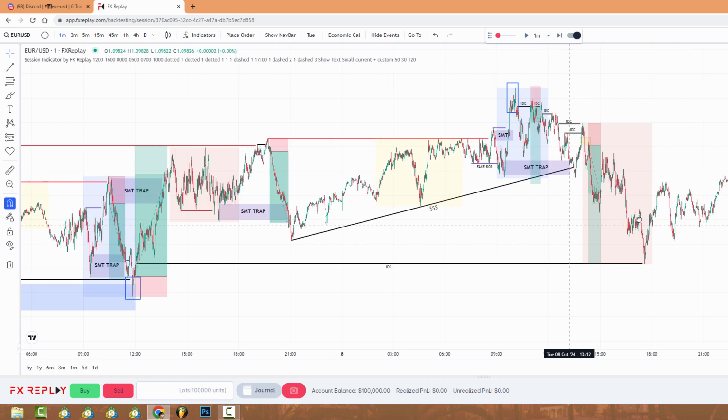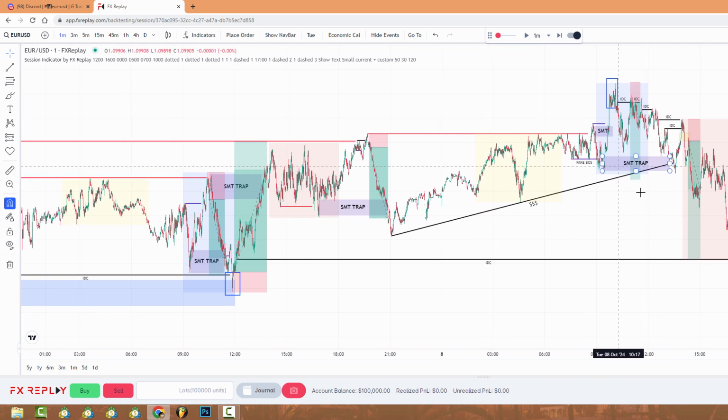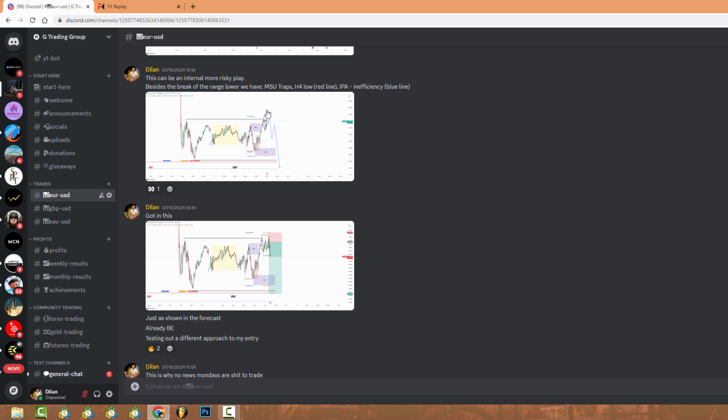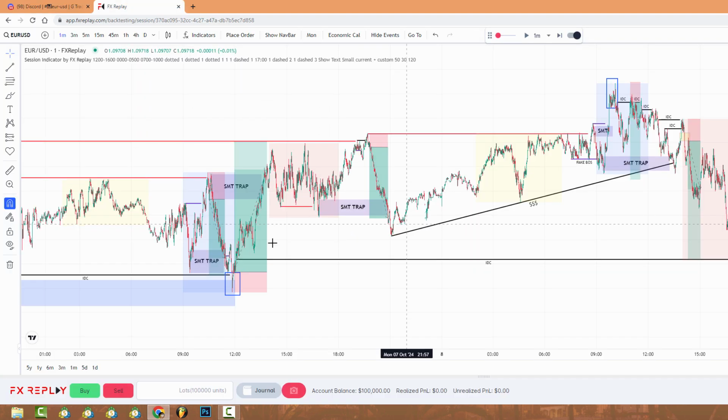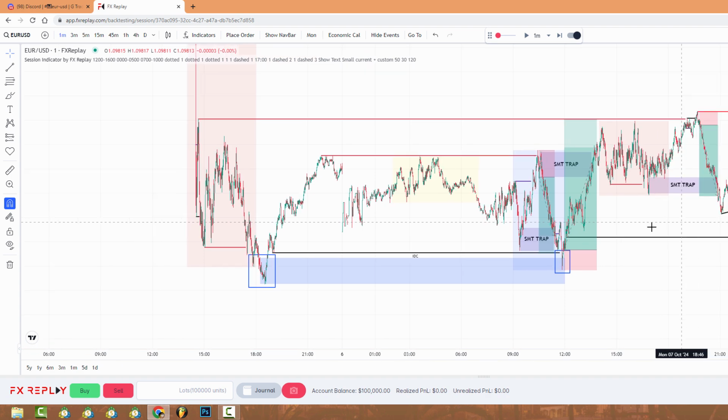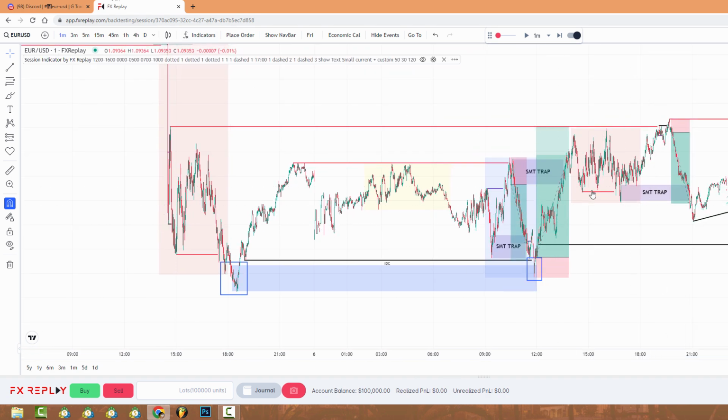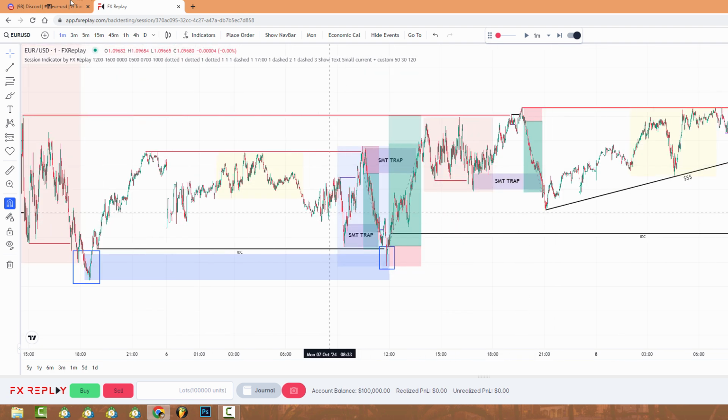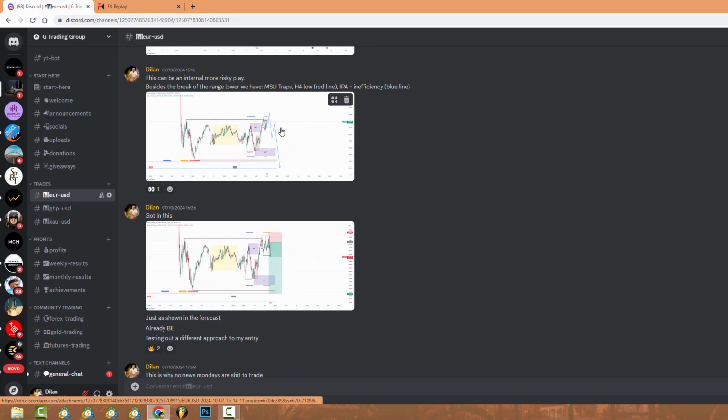And basically, guys, I'm not just saying this like before price action, because this is all in the past. But I can show you on the Discord. We have this on the 7. Okay, let's go back to the 7. On the 7, I wasn't trading this internal bullshit, but I said this can be an internal, more risky play.